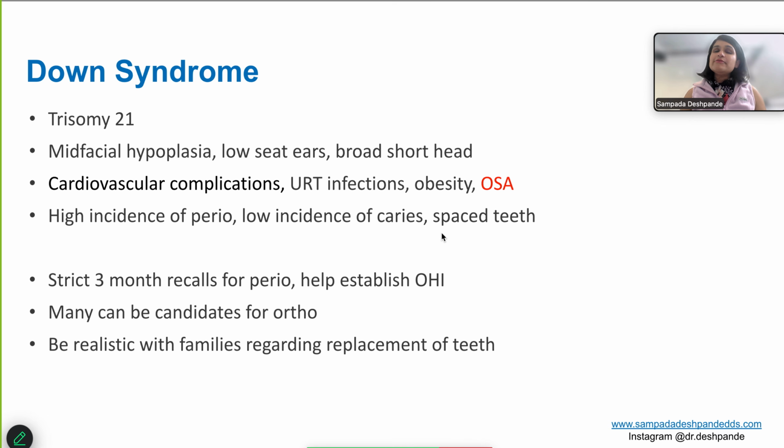I have also seen that patients with Down syndrome can actually be really, really great patients. You need to keep them on a strict recall period of 3 months. 3 months is like my minimum that I want to see patients at. And many patients can actually be candidates for ortho down the line, but all of that is dependent on their compliance, and it's very specific and very, very patient driven.